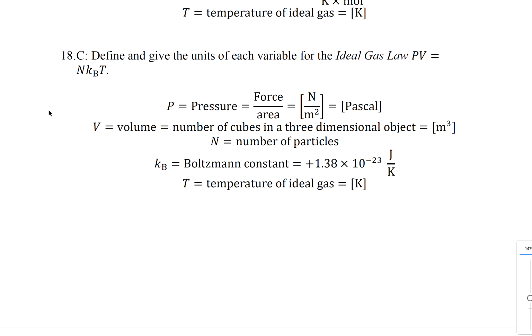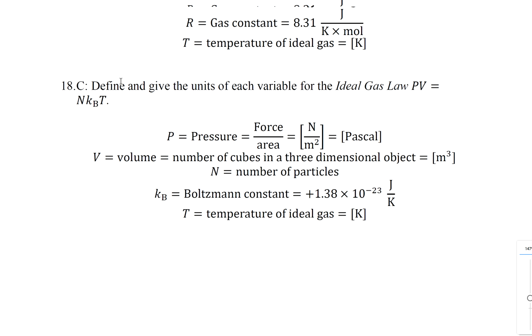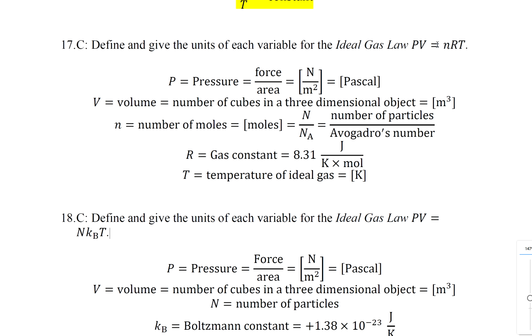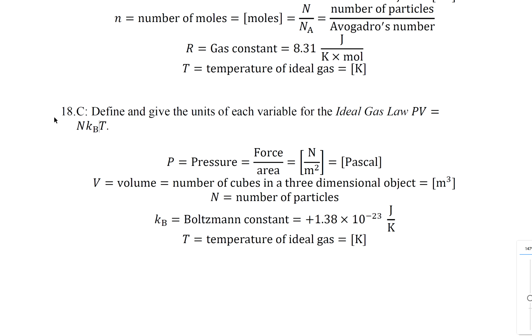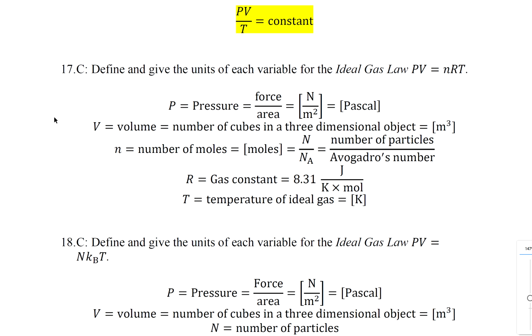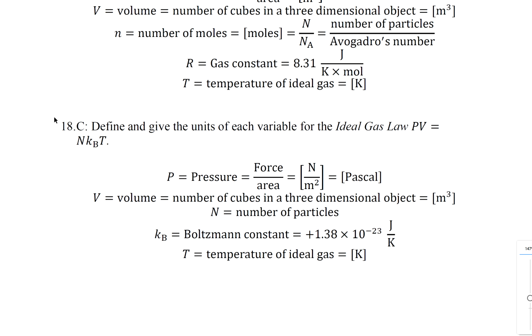Question 18. We have another ideal gas law, PV equals N k sub B T. So look at 17 and 18. 17 has a little n. 18 has a big N. Little n is number of moles, big N is number of particles. Question 17 has big R. Question 18 has k sub B. Big R is a constant, k sub B is a constant. So make sure you know the difference between these two laws. They're both ideal gas laws.